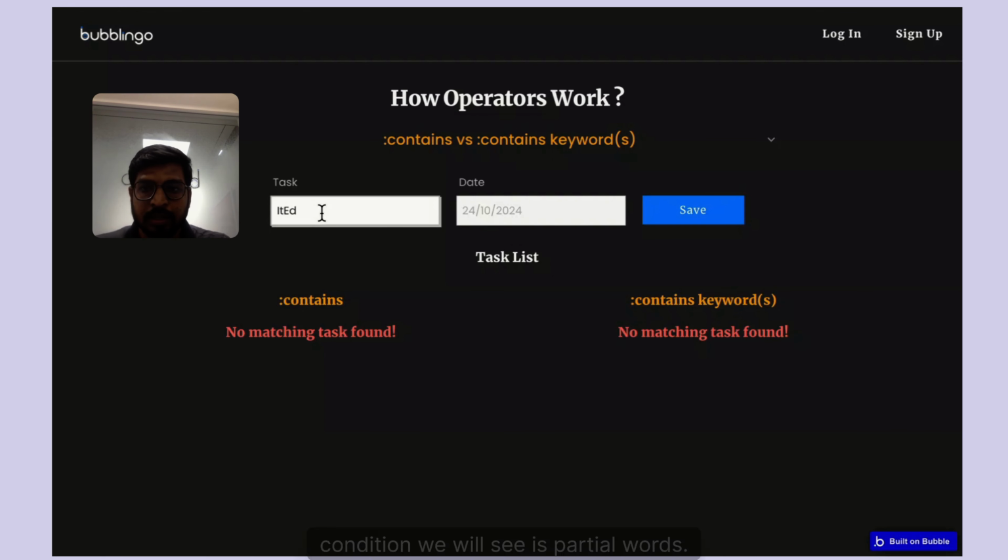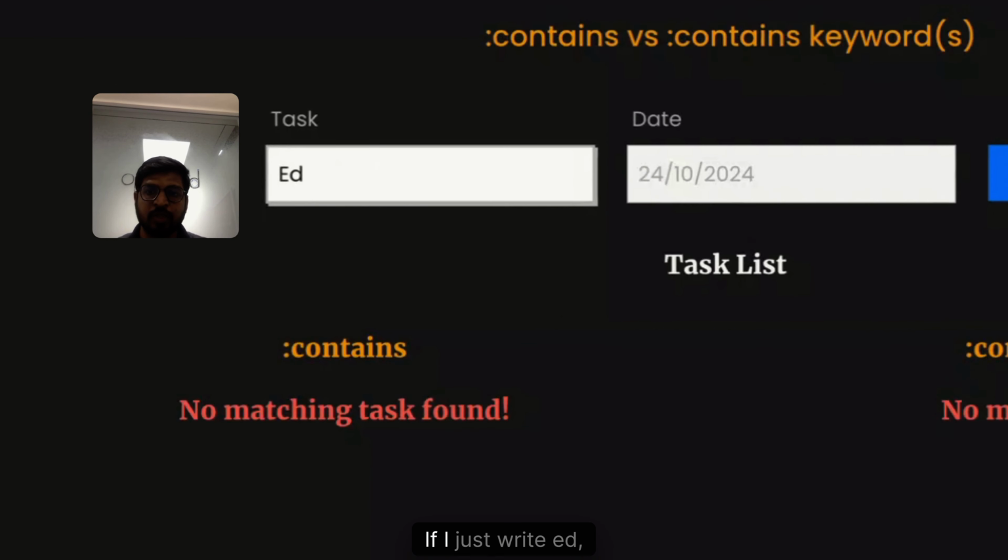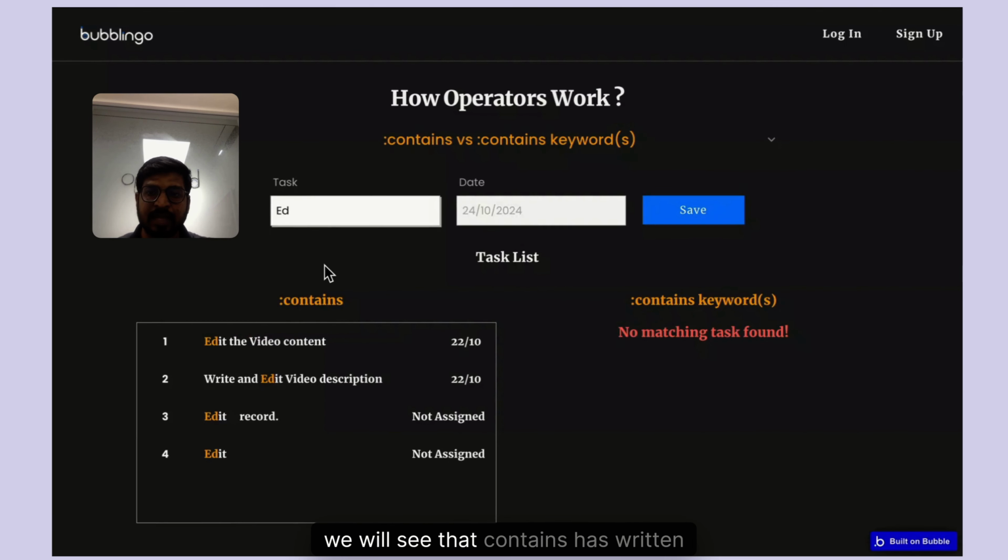Now, the third condition we will see is partial words. If I just write ed, we will see that contains has returned the values while contains keywords has not. This is because contains works for partial words. Just writing half the word ed will return the values, while contains keywords will not. Also, remembering from the last condition that the sequence needs to be followed, it needs to be ed, not de. So when we write half the word, we will have the results in contains, while contains keywords will not work for this.